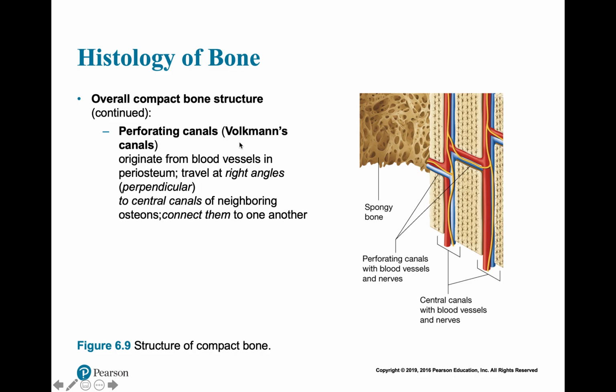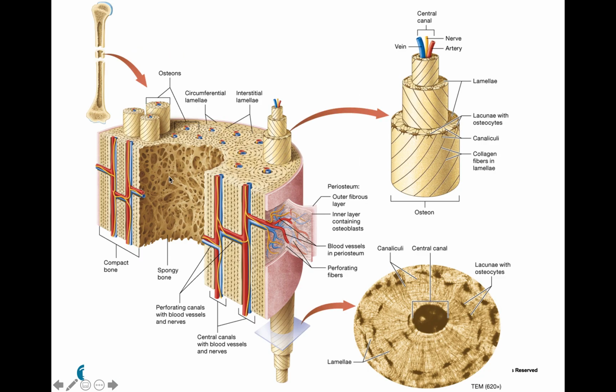That's what perforating or Volkmann's canals are, okay? Here, this is a histology slide of compact bone. This would be an osteon. This dark circle right here in the center, this would be our central canal. This is where we would see the nutrient supply as well as the nervous tissue supply for this osteon.